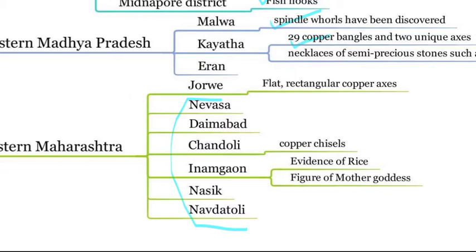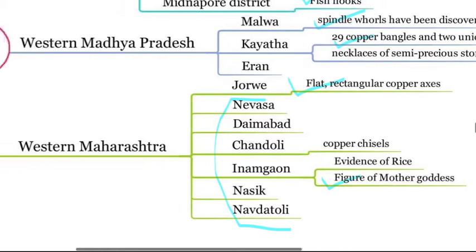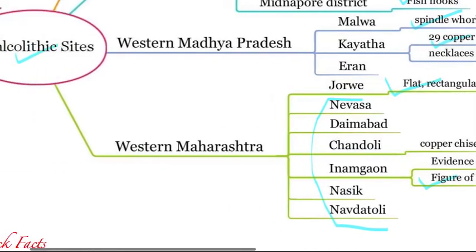Okay, so at Jorwe we have flat rectangular copper axes, and at Chandoli we have copper sickles. At Inamgaon we have figures of mother goddess, which says they used to worship mother goddess, and evidence of rice cultivation is also found at Inamgaon.